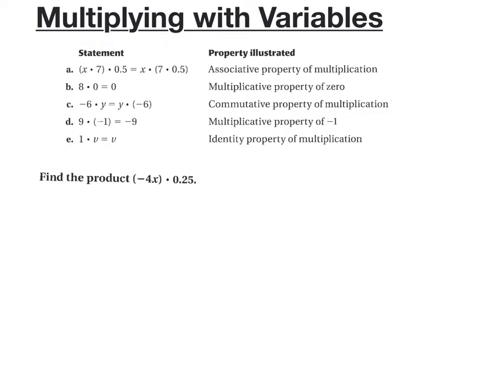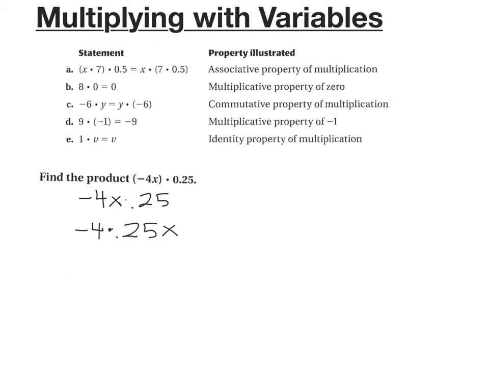Now the associative property says we can move the parentheses. It actually also means we can get rid of the parentheses entirely. So because I have only multiplication here, I have -4 times x times 0.25. The associative property lets me get rid of those parentheses. Now I'm going to use the commutative property: -4 times 0.25 times x at the end, right? The commutative property says the order doesn't matter.